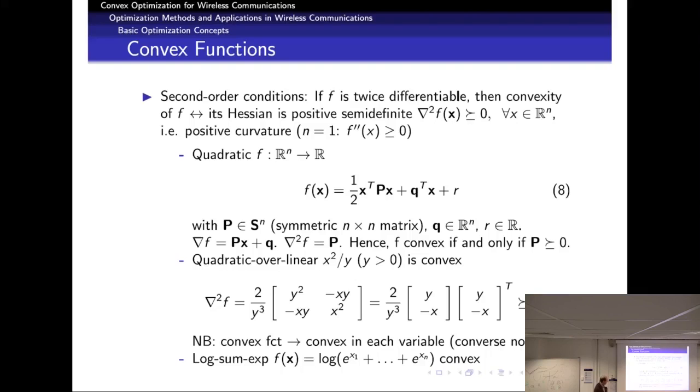And there are other examples. For instance, the log sum exp, which is the log of the sum of exponentials. This is convex as well. This is a bit more complicated to show, but you can also compute the Hessian of f and show that actually the Hessian is positive semi-definite.